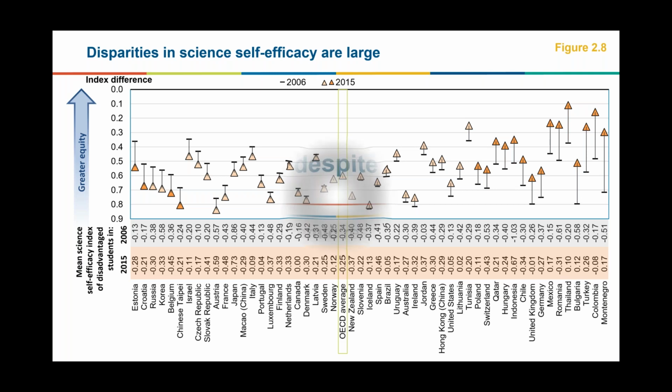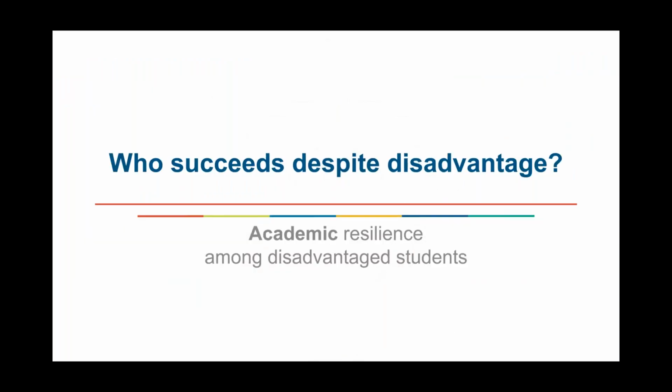The big question, of course, is, can we overcome those kinds of obstacles? Are there students who succeed despite coming from a disadvantaged context? We looked at this in two ways. We study academic resilience. Do students from disadvantaged backgrounds still succeed, do well on the PISA test? And we looked at social emotional resilience. To what extent do students who come from a disadvantaged background feel a high sense of belonging and so on? Let's start with the academic part first.